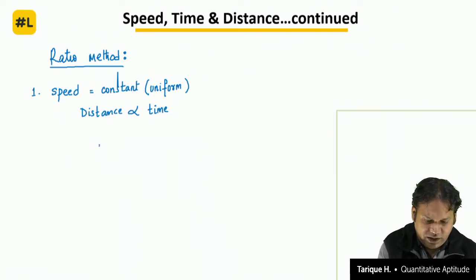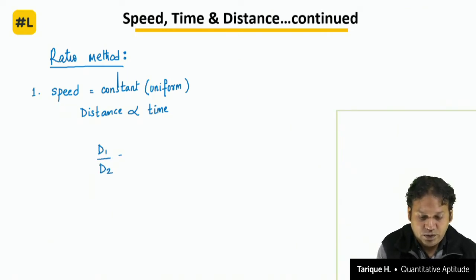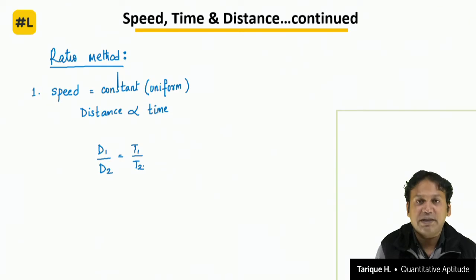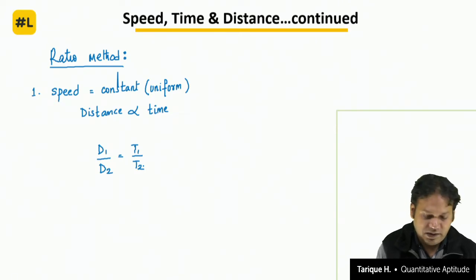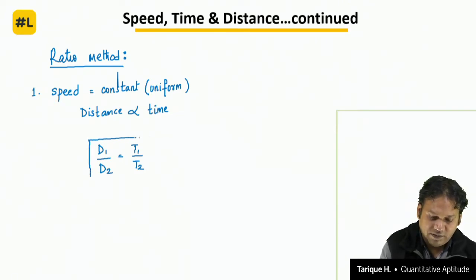So, we get the formula here, d1 by d2 is equal to t1 by t2. So, this will be the formula to use when the speed of an object is constant. Distance covered by the object is directly proportional to the time that the object travels.